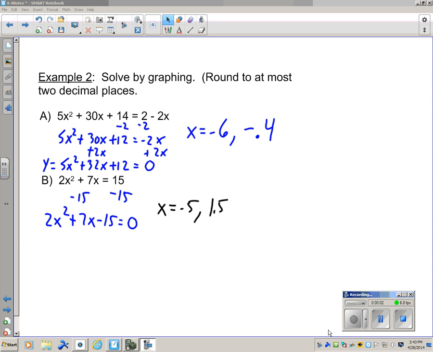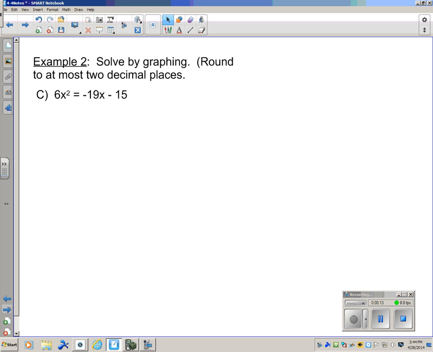All right, so second part of 4 notes here. Again, we wrote down the -5 and 1.5 as our x-intercepts. So let's go on to our other graphing problem here. Try this out with me.